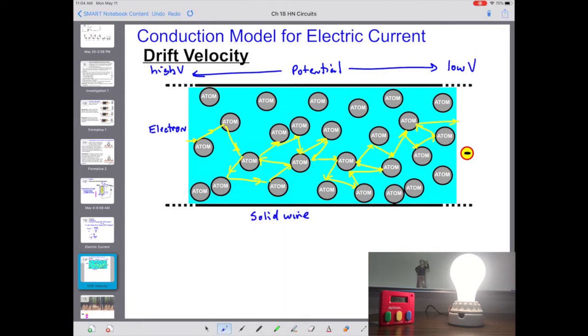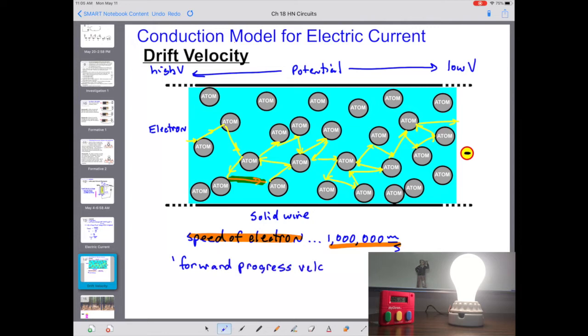There are two different velocities we can talk about. The actual speed of that electron on one of those given yellow arrows. Your electrons are moving in the neighborhood of about 1 million meters per second. So if I highlight one of these individual paths, that speed of that electron is about 1 million meters per second. But what we're most interested in is the forward progress velocity, and that's called the drift velocity.